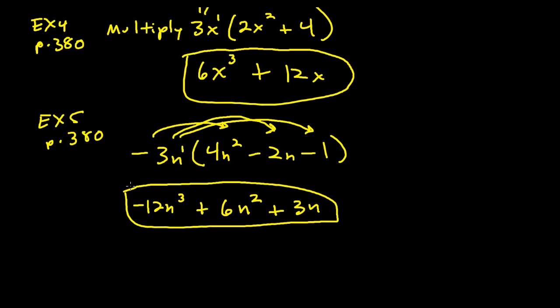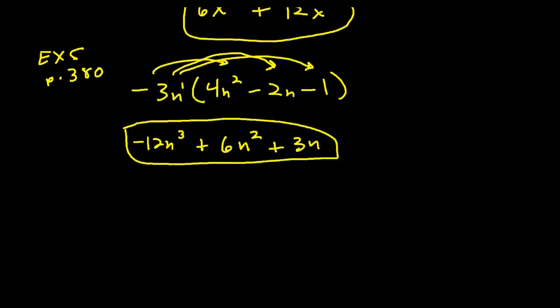All right, I'm going to skip example 6. Let's go on to example 7 in the text. And this is on page 380. Again, we've got another monomial times trinomial. But this trinomial has 2 variables in it. And that can happen.